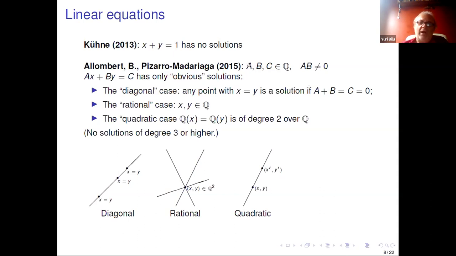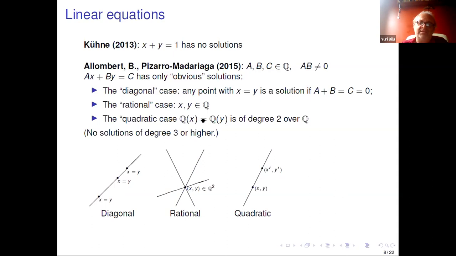First of all, if our line happens to be a diagonal line, so that means that A plus B and C are zero, so we just have the equation x minus y equal to zero times some coefficient, then of course there are infinitely many solutions, and all these solutions are just with x equal to y. So this is kind of a trivial case. Now, another case: if we take two rational singular moduli, we have seen that there exist 13 rational singular moduli, so take two of them, and through this point we can draw many rational straight lines. In this case, we have infinitely many.